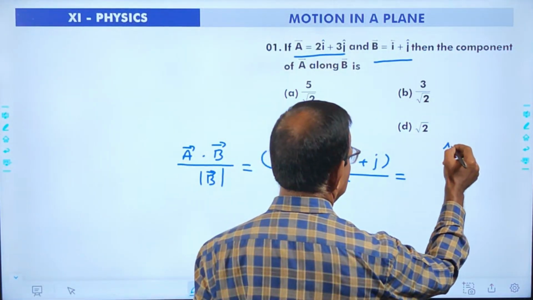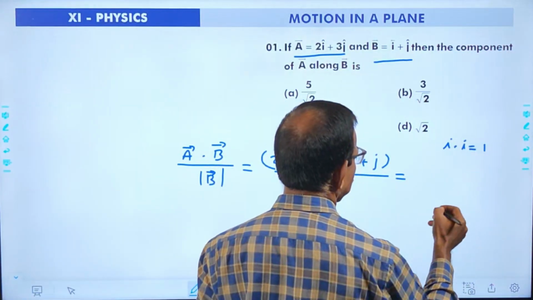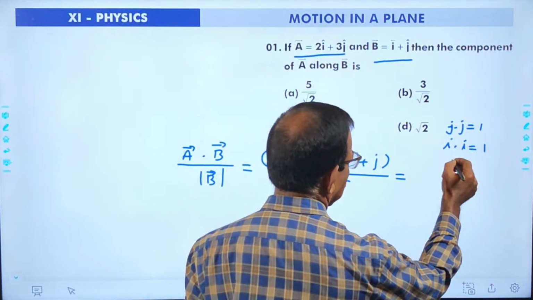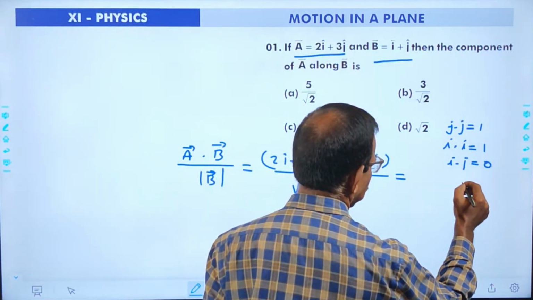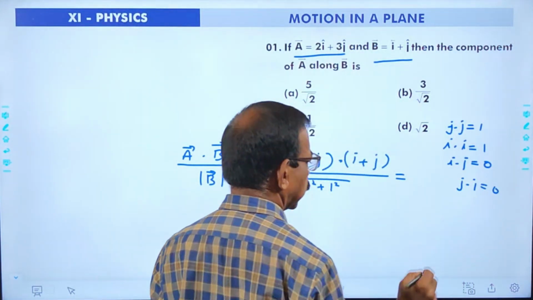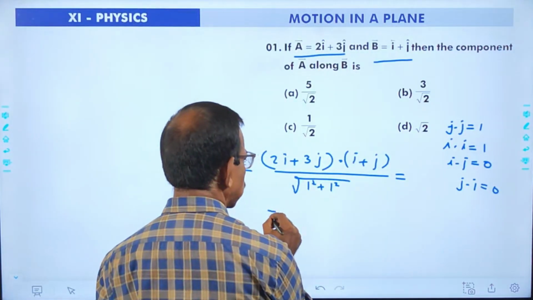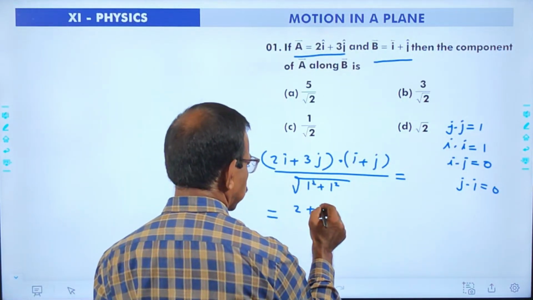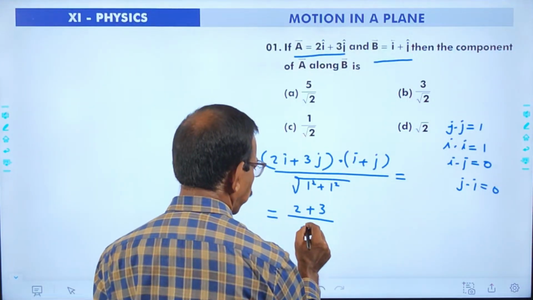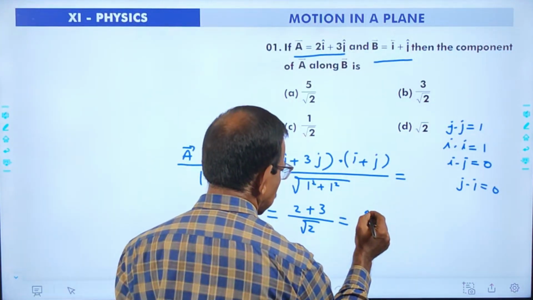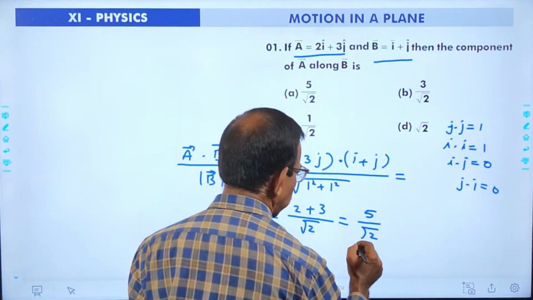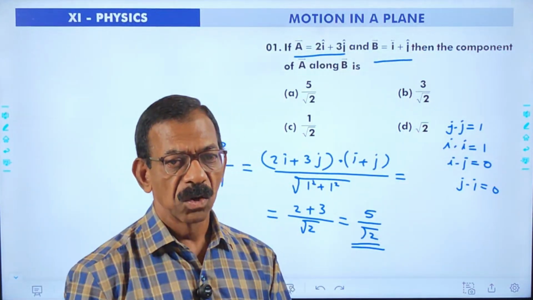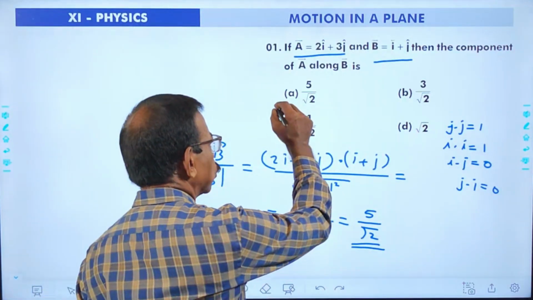We know that i dot i equals 1, j dot j equals 1, while i dot j equals 0, j dot i equals 0, and like that. Hence, the solution is 2 into i dot i, that means 2, plus 3 into j dot j, it is 3, divided by root of 1 plus 1, root 2. That is, the answer will be 5 by root 2. So, here the correct answer is option A, 5 by root 2.